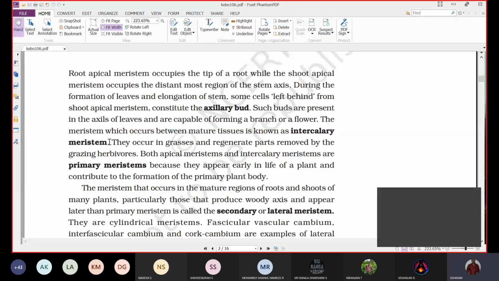That means the meristem which occurs in between the mature tissues, we are calling intercalary meristem, and this occurs usually at the nodes, which is responsible for the formation of leaves, or for the formation of axillary buds in the axil of the leaf, and helps in the elongation of the stem.